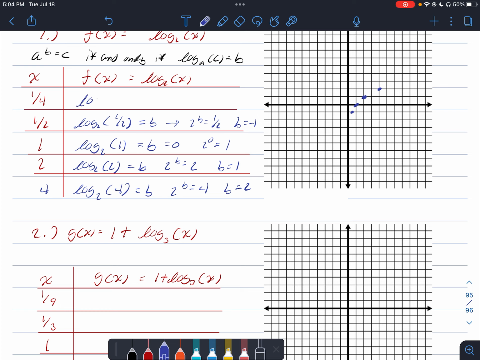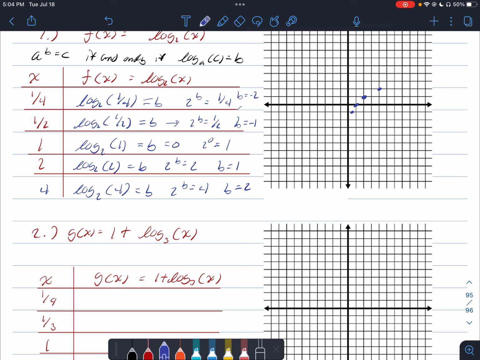Okay, now let's try maybe 1/4. So we have log base 2 of 1/4, and this is equal to b. Okay, so we have 2 to the b is equal to 1/4. And we can have b is equal to -2.